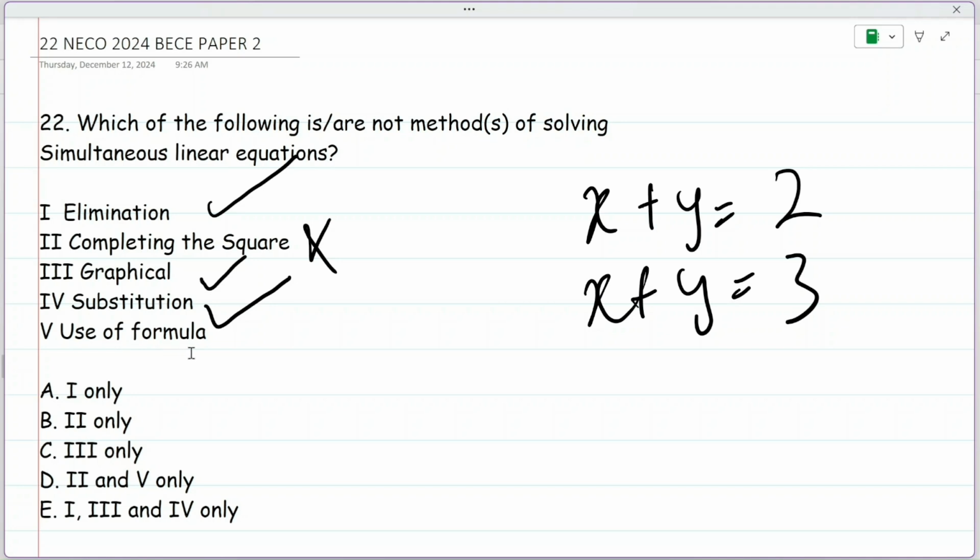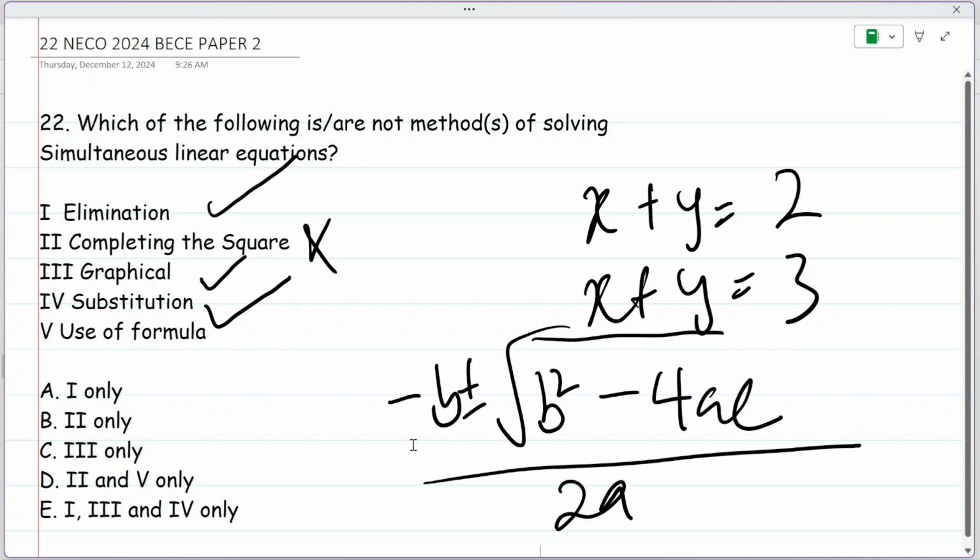You can only solve a quadratic equation using the formula method. This is your formula method. You can only use it in solving quadratic equations, and since they say simultaneous linear equations, you can't use it. So this also doesn't work.